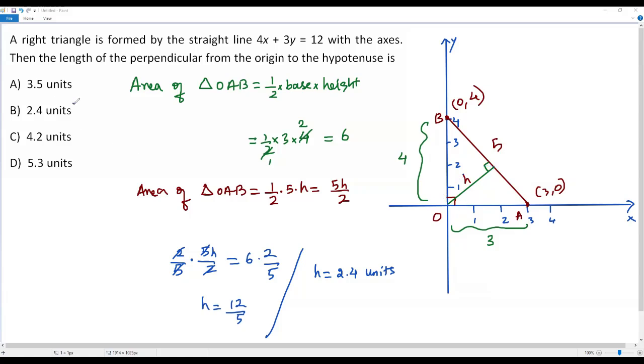We find 2.4 in answer choice B. So the correct answer choice for this question is B.